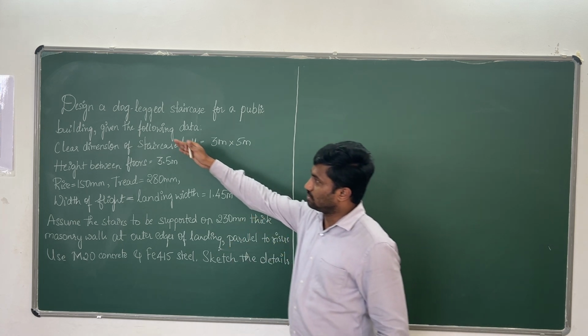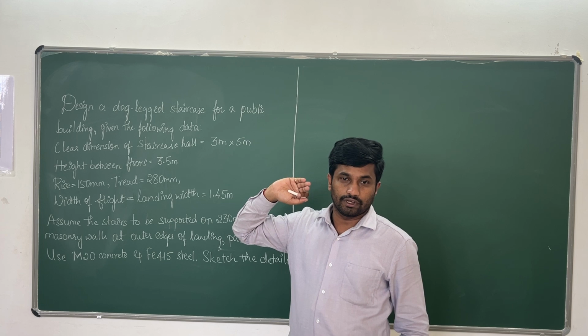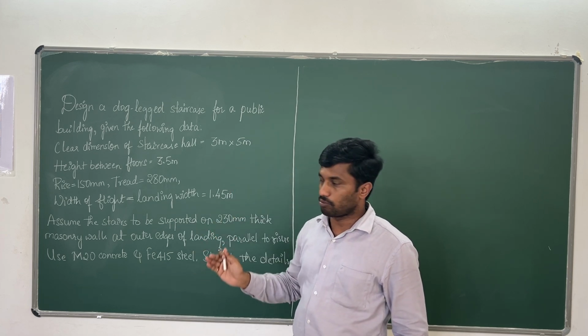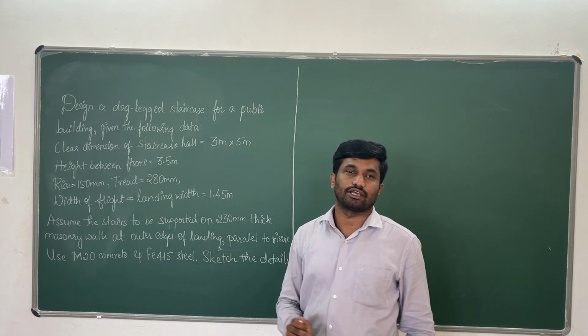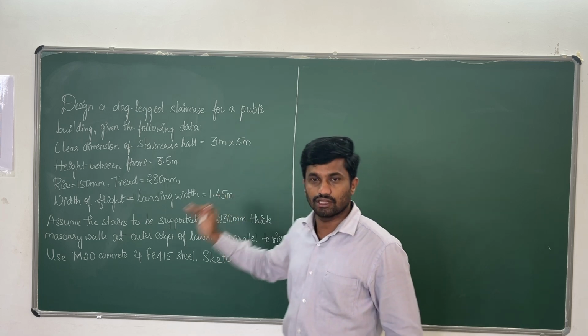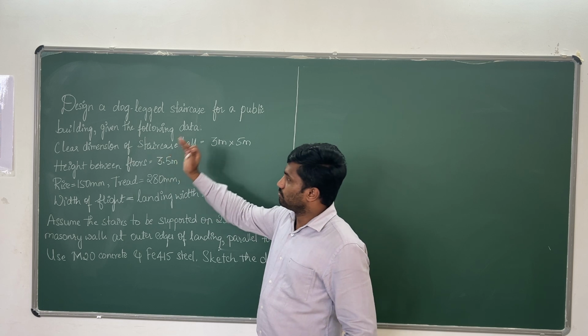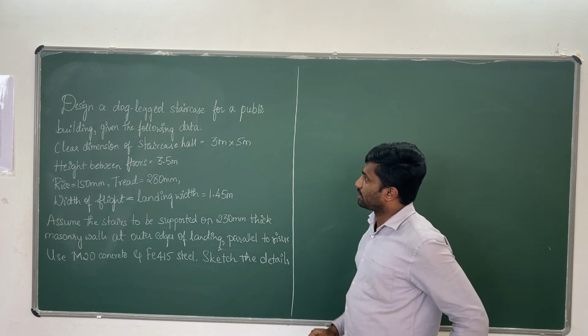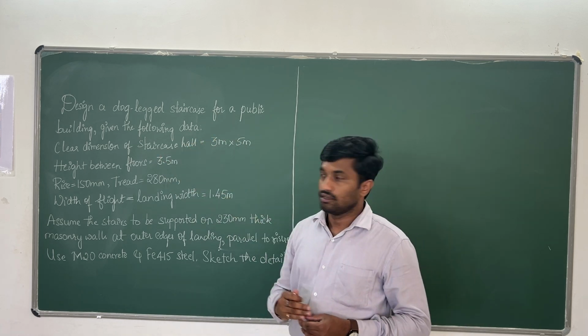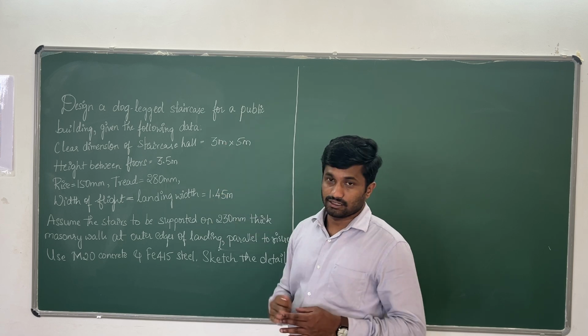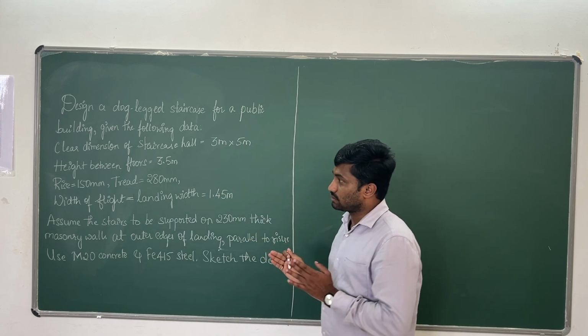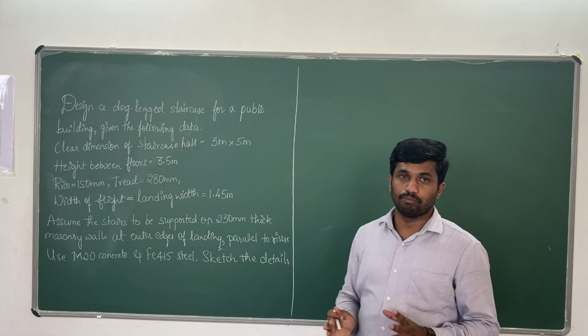So here you see the question. Generally, if you have a design problem or analysis problem, first you have to read the question carefully, then analyze the question and proceed step by step. In this problem, design a dog-leg staircase for a public building, given the following data.